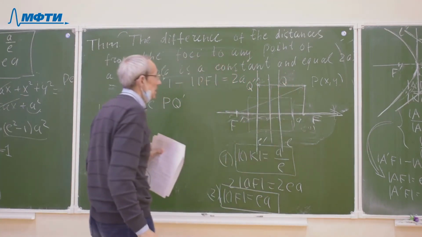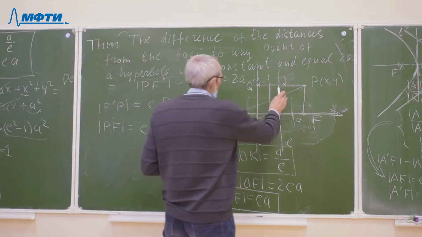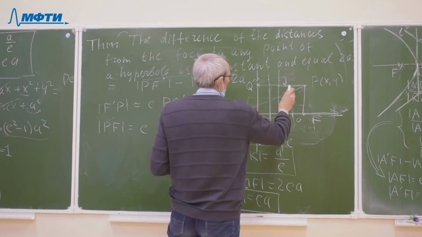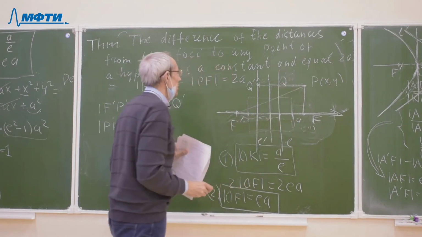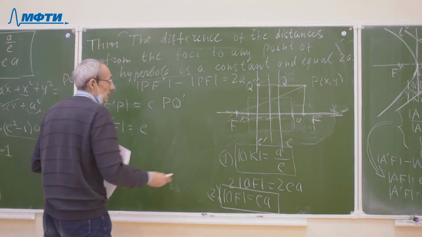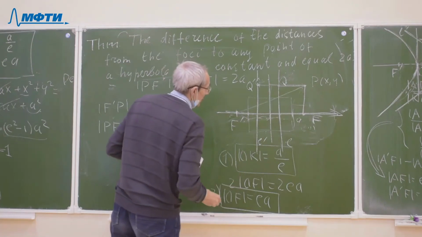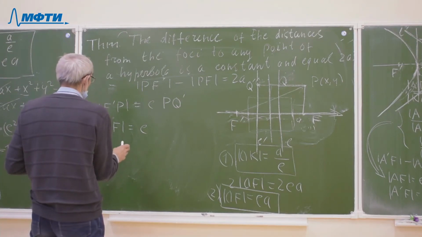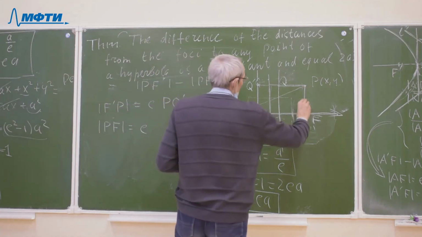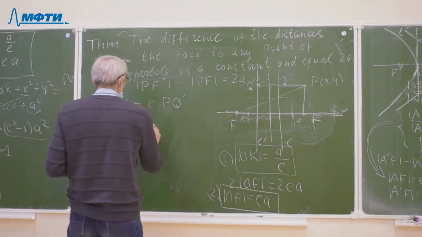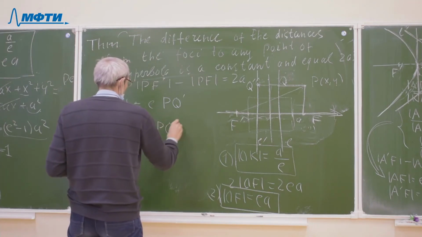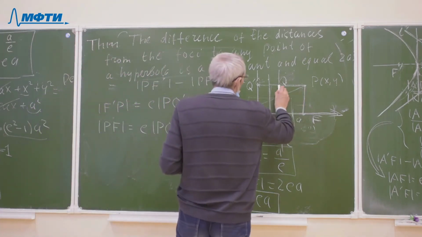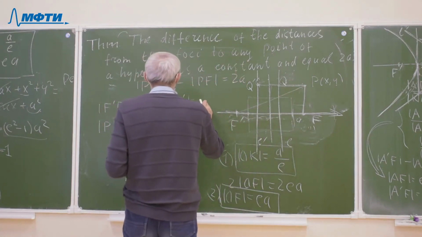And let Q be the base of the perpendicular through point P to straight line A, the point of intersection of this perpendicular and straight line A. And PF is equal to E times PQ. This distance PQ is equal to E.